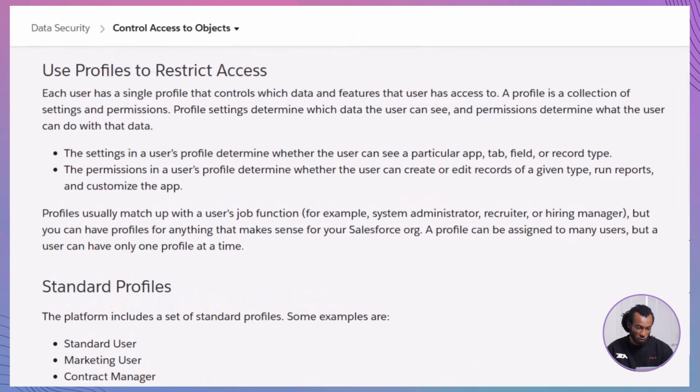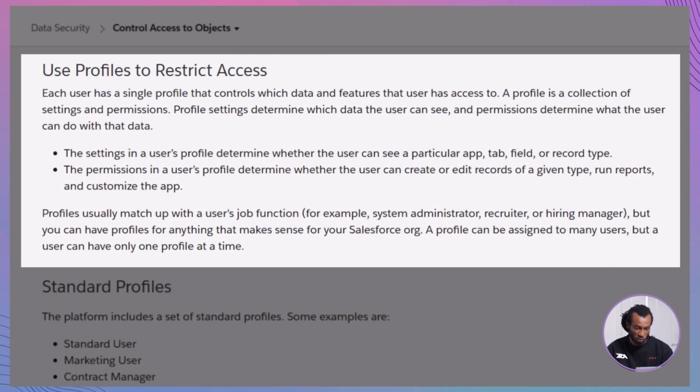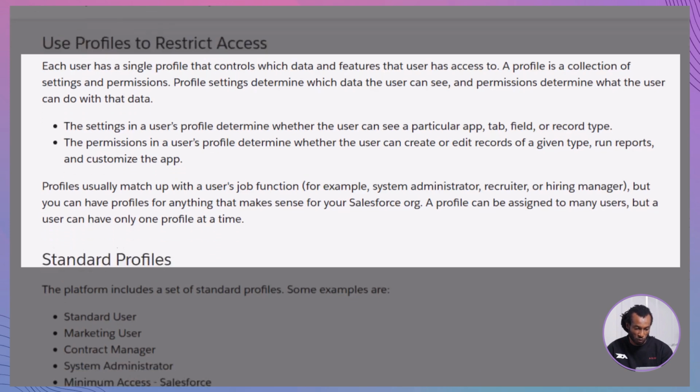Now, let's explore using profiles to define access. Profiles are the primary tool for defining a user's object level access. Every user in Salesforce is assigned a profile that sets their baseline permissions. Profiles determine what data users can see and interact with. In Salesforce, there are two types of profiles, standard profiles and custom profiles. Let's break down what each means and why they're important.